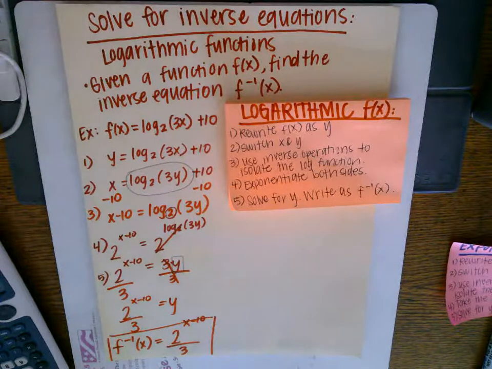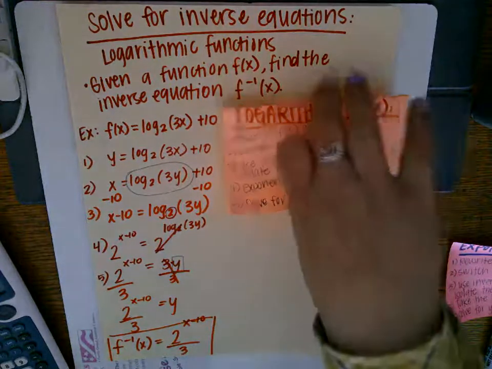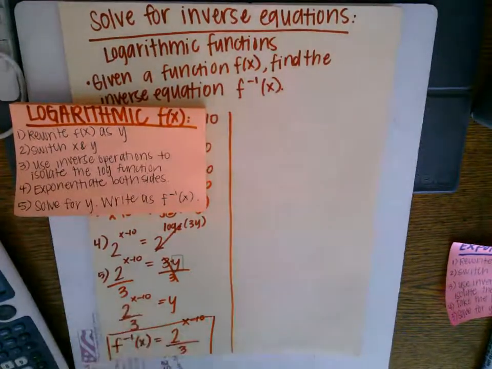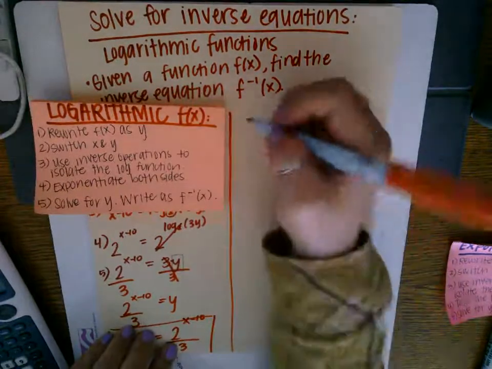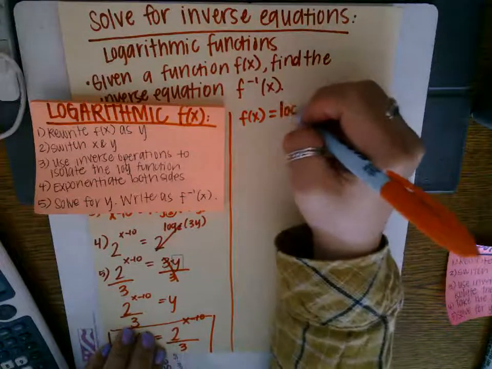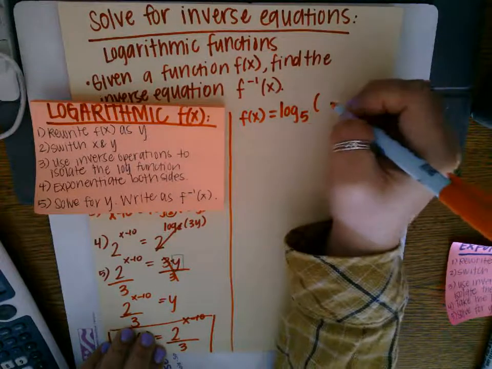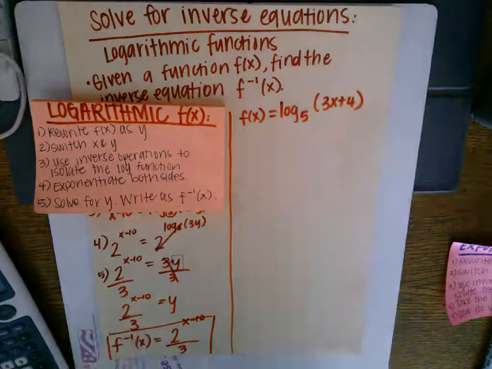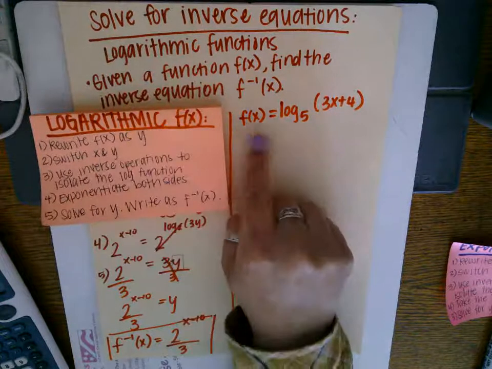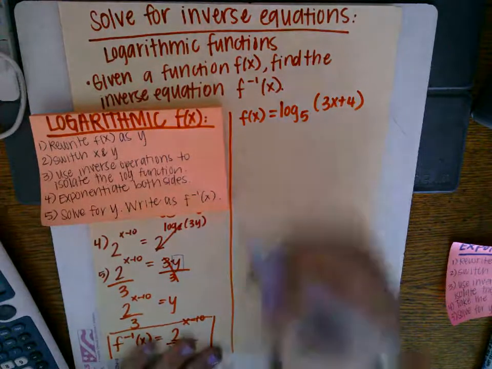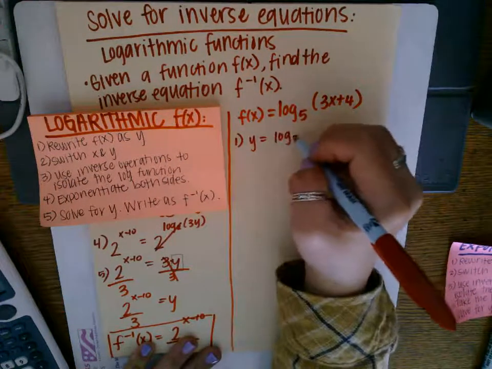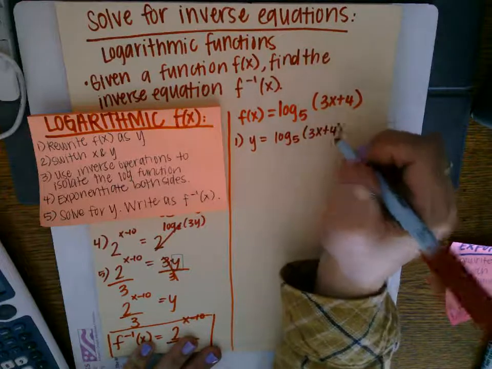Let's do another example. Okay, let's do another example. I'm going to just do it right over here on the right-hand side. And let's start with f of x is equal to log base 5 of 3x plus 4. Okay, our goal is to find the inverse equation of f of x. So step 1 says to rewrite f of x as y. So y equals log base 5 of 3x plus 4.